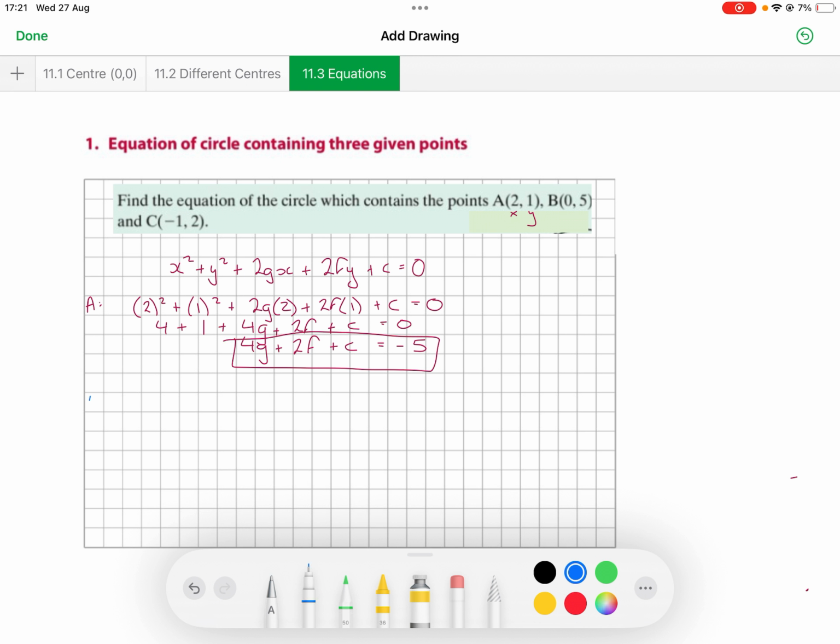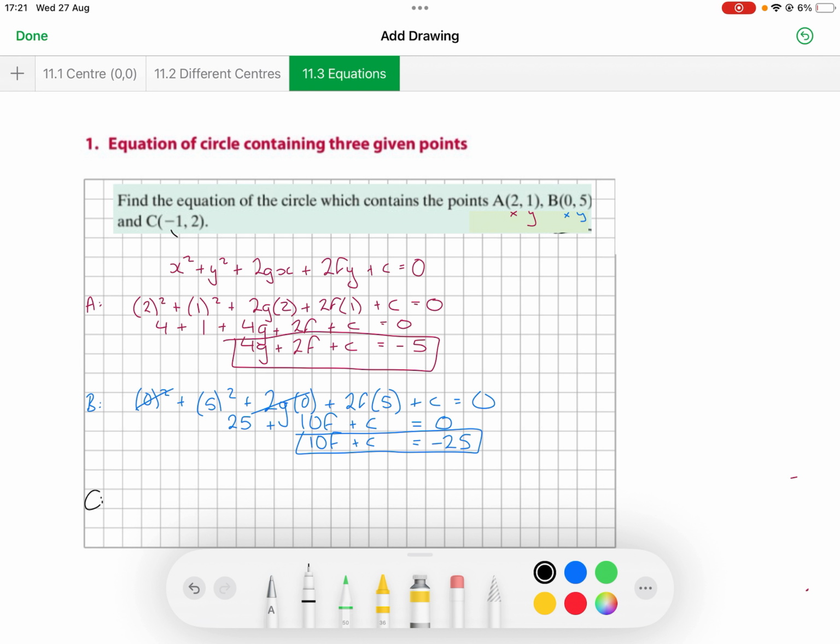Now, if I sub in the point B, I know that the same thing is going to happen. If I swap x for 0 and y for 5, and again x for 0 and y for 5, plus c equals 0, this is going to cancel, and this is going to cancel, and I'm left with 25 plus 10f plus c equals 0. So 10f plus c is equal to minus 25. That's equation number 2, because I know this is the general equation and all these points have to be on it.